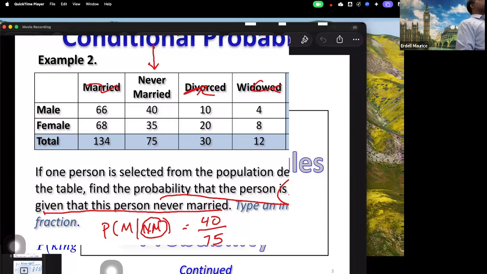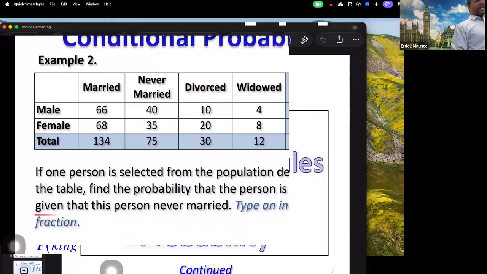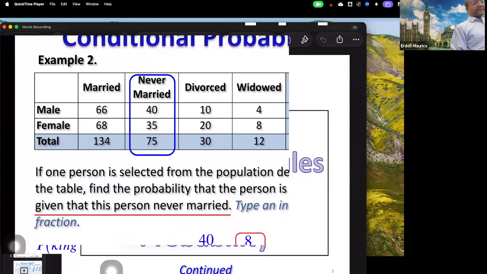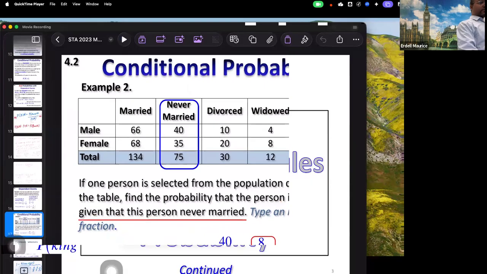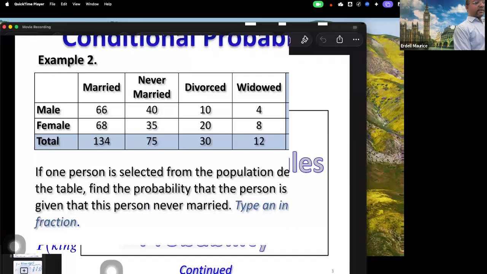Questions there? All right. So they have it for us here. Find the probability that you're male given that you're never married. That's going to be 40 out of 75 or 8 out of 15. All right. Find the probability of this. The probability that you are female given that you have been widowed. What's that probability going to be? What's the probability of being female given that you are widowed?